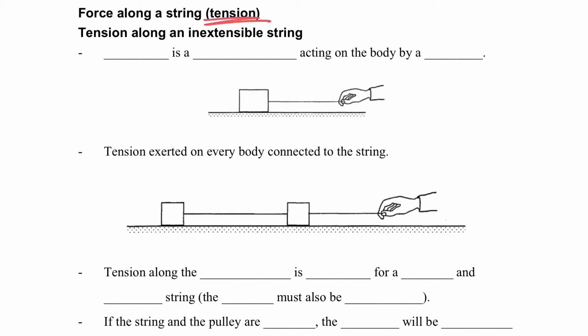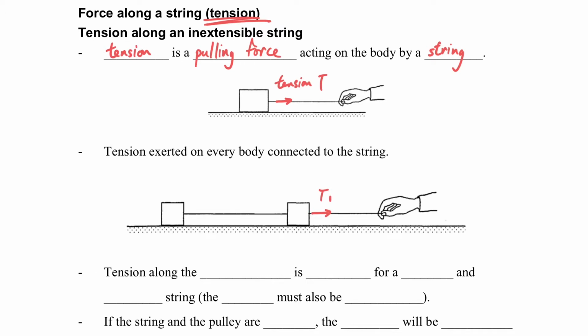Another force here we have to mention is tension. Tension must appear along with a string. Tension is actually the pulling force acting on the body by the string. So for example, if we're pulling a block here, there is a tension acting on the block in this direction. And tension exerts on every body connected to the string.